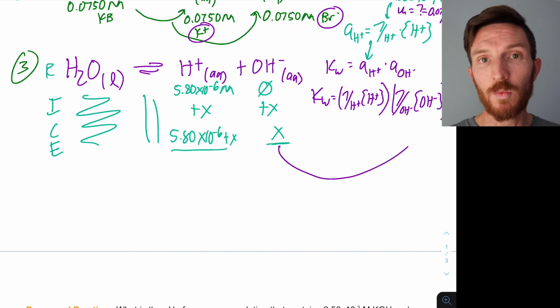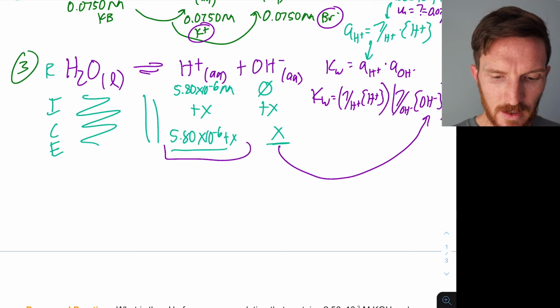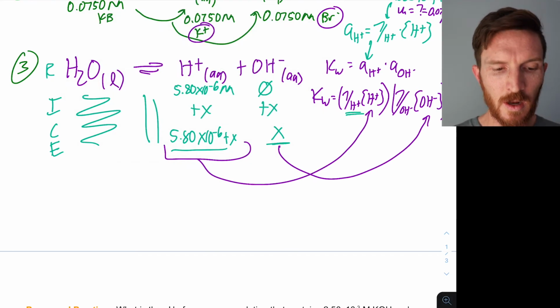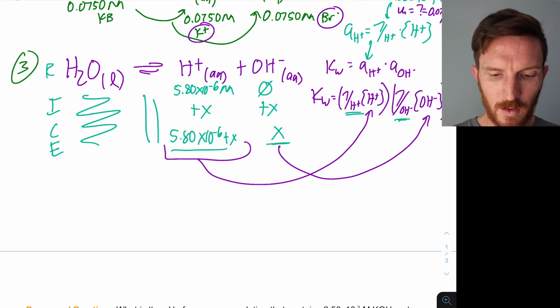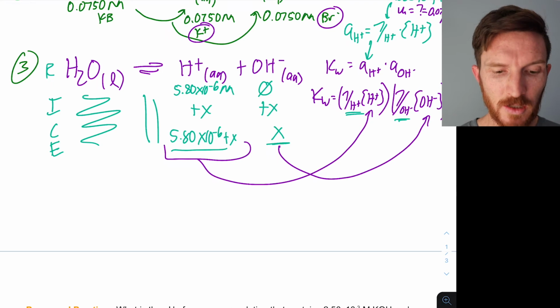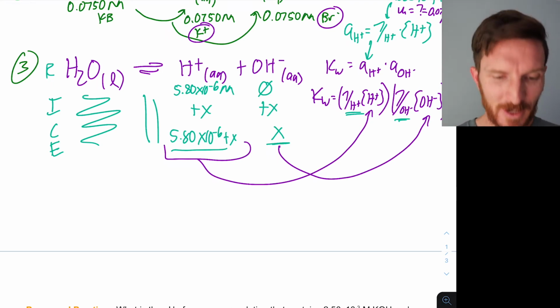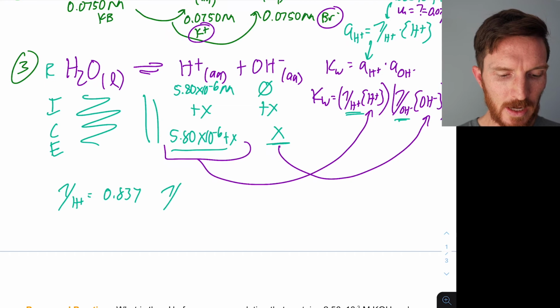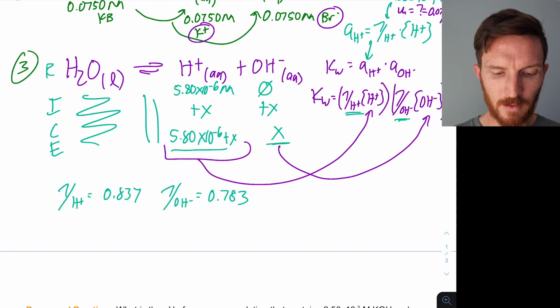And so now we see, well, before we can actually take this and plug it in here, we first need to figure out what our gamma values are. And again, we use that Debye-Huckel equation. Say we did that and we calculated that, we would find the gamma value for H+ is going to be 0.837, and the gamma value of OH- is going to be 0.783.